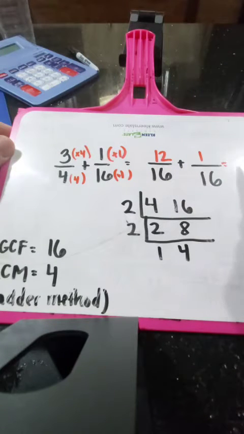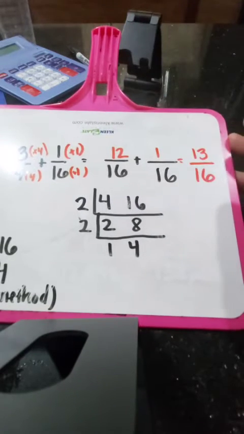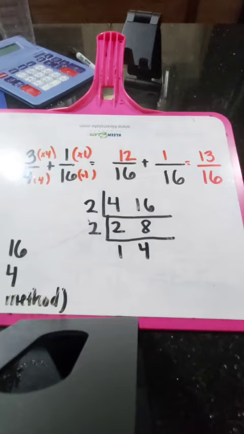So this is going to give us a total of 13 sixteenths. And that is actually reduced. Sorry about that. That is actually reduced as far as it can go. 13 sixteenths. So 13 sixteenths is the answer to 3/4 plus 1/16. Okay? So let's do the other problem quickly.